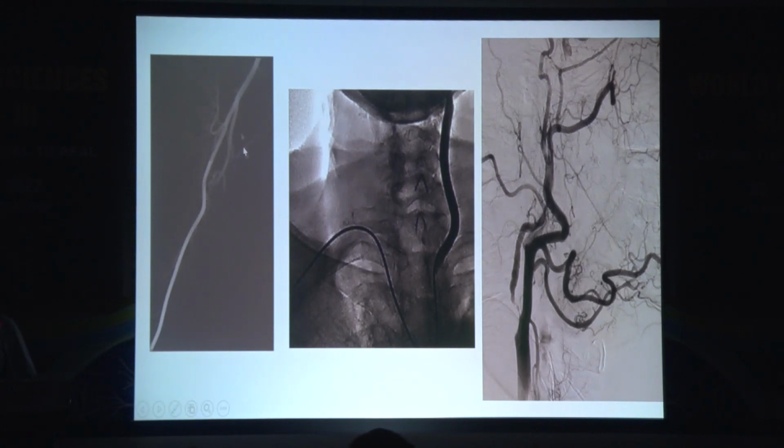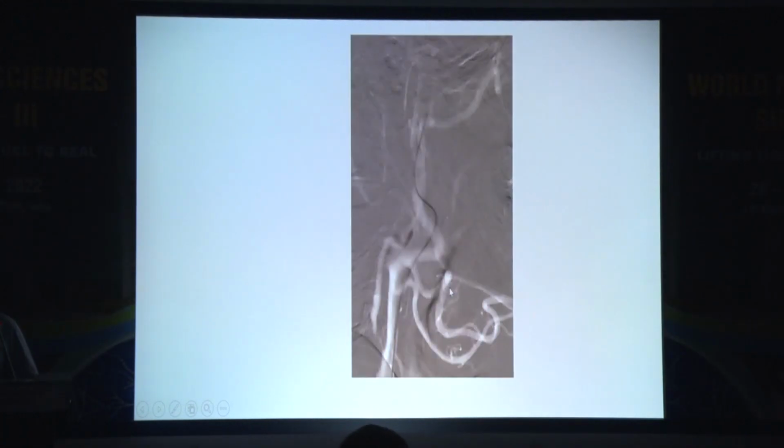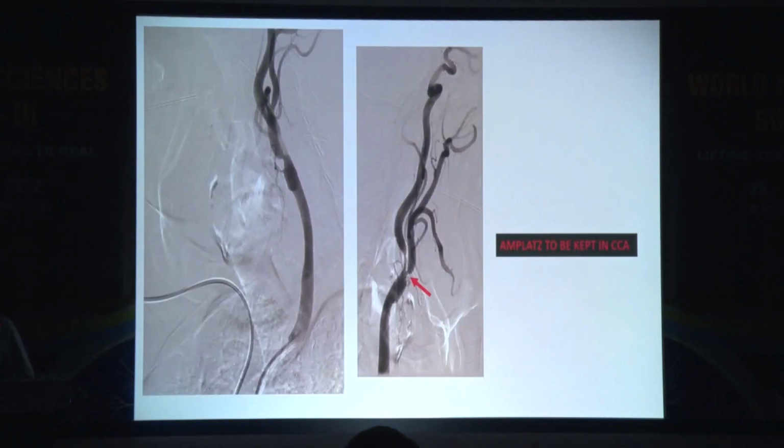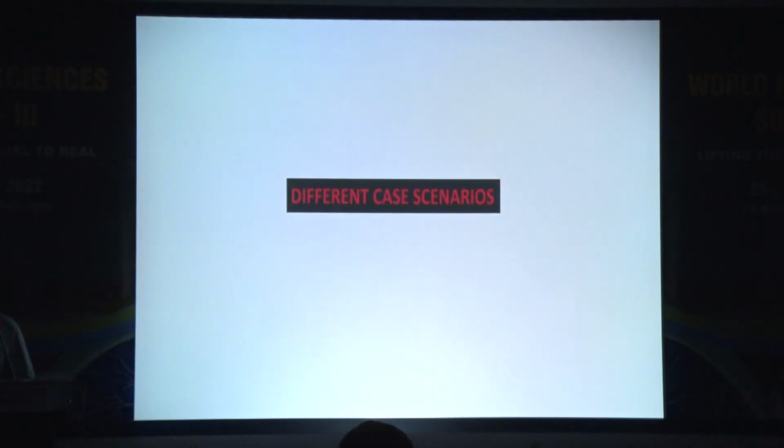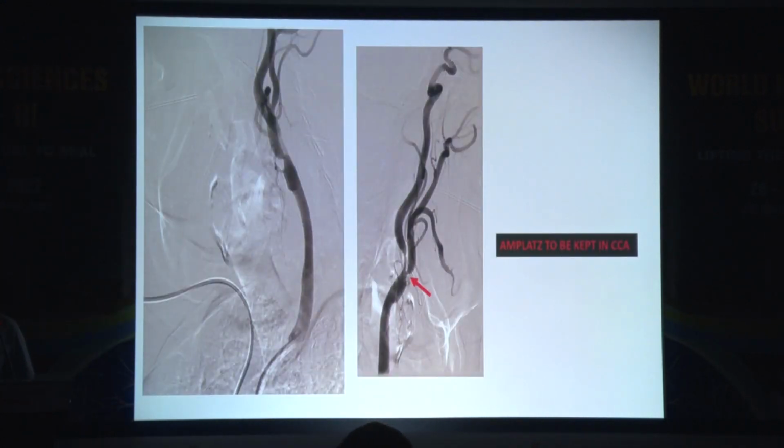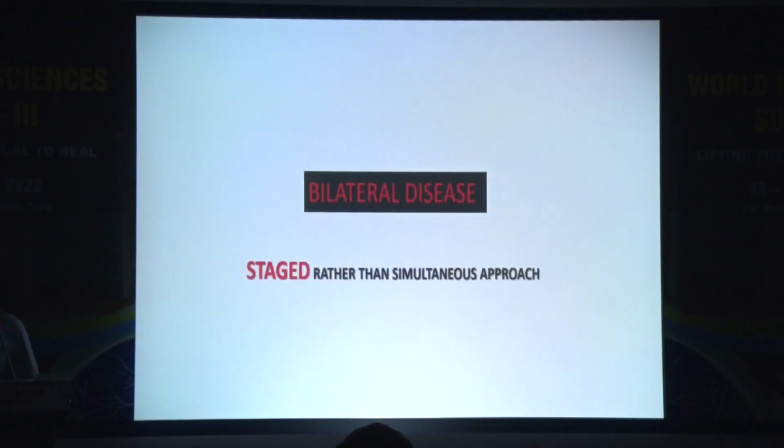The radial roadmap is taken, and the SIM2 is advanced to the CCA, and after that, with the help of the 038 wire, the SIM2 is advanced into the ECA. We can also use the Amplatz wire, and we can exchange with the guiding sheath over the exchange Amplatz wire. So there are different case scenarios we sometimes encounter in our practice.